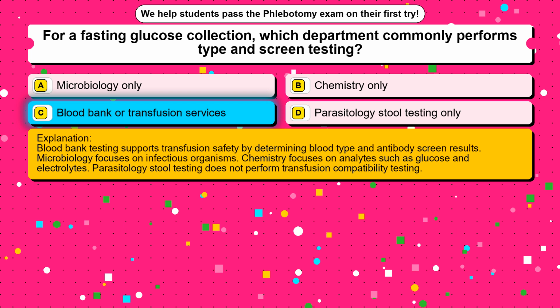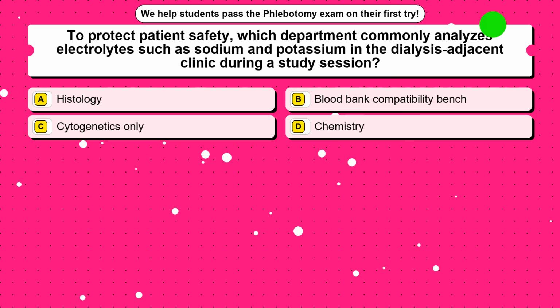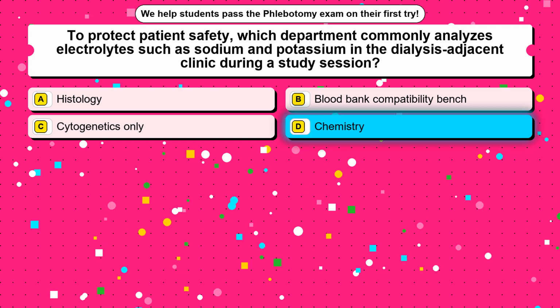Question 66. To protect patient safety, which department commonly analyzes electrolytes such as sodium and potassium in the dialysis adjacent clinic during a study session? Option A, histology. Option B, blood bank compatibility bench. Option C, cytogenetics only. Option D, chemistry. The correct answer is option D, chemistry.